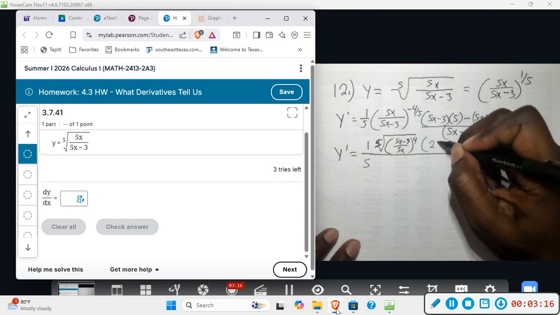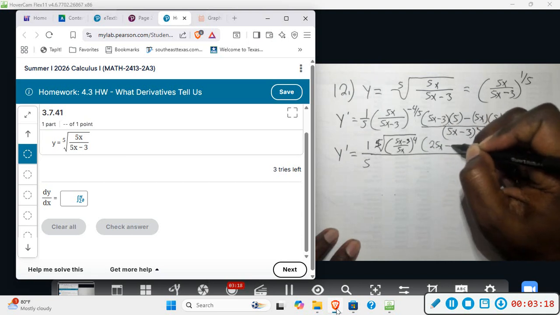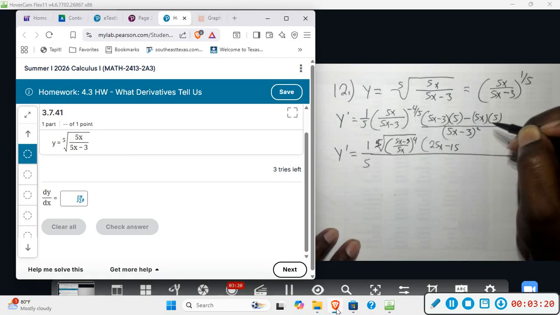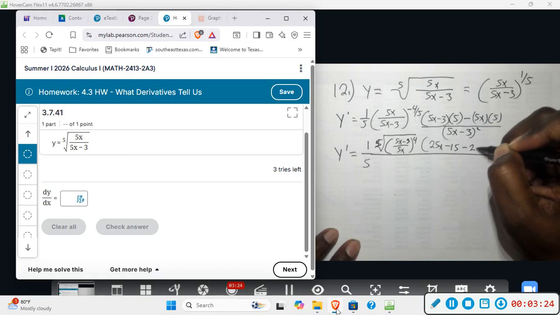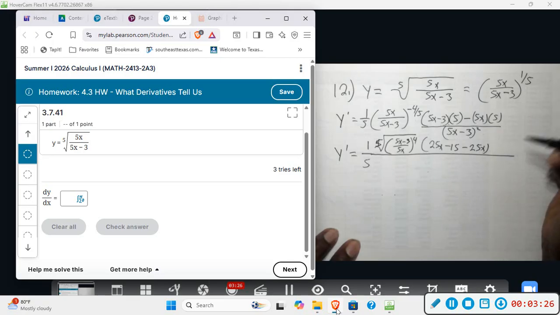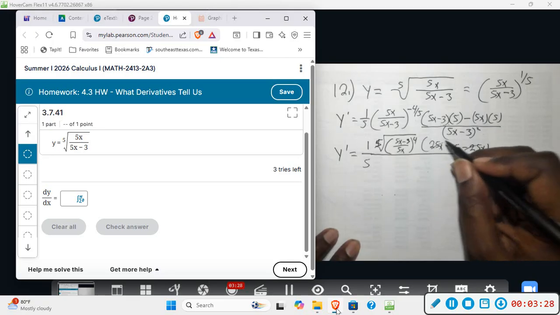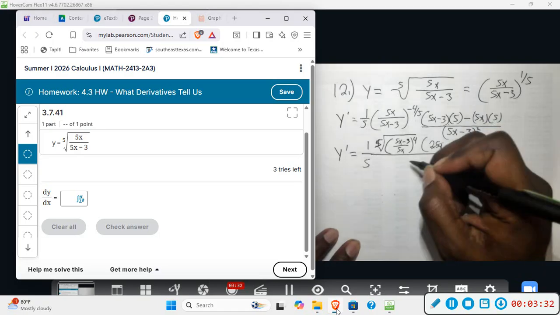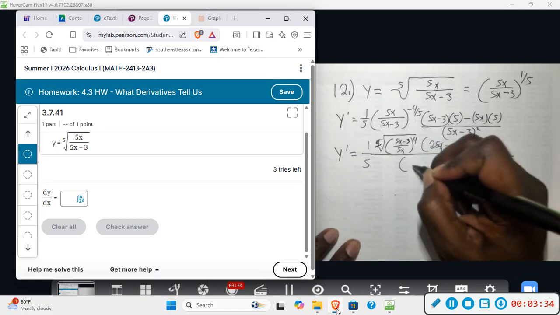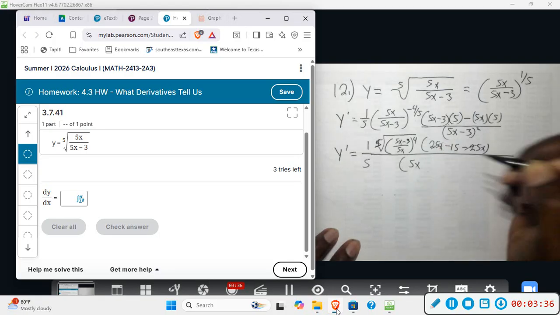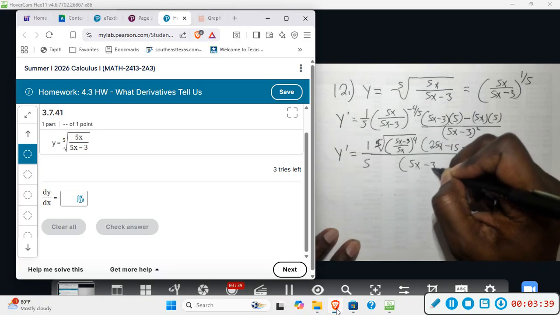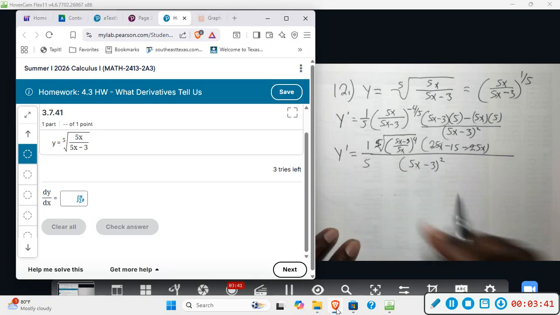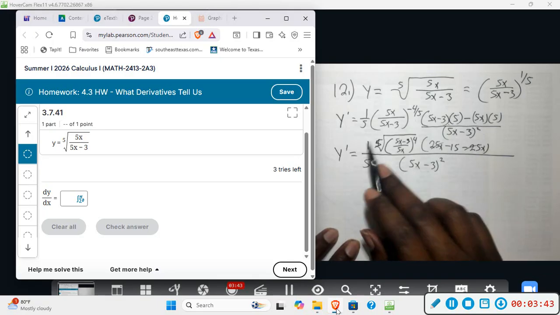And then 25x minus 15 minus 25x. So those will cancel each other out. Let's multiply by negative 15. And then on the bottom, we have 5x minus 3 squared. I'm not going to foil that out. But these cancel, so times a negative 15.